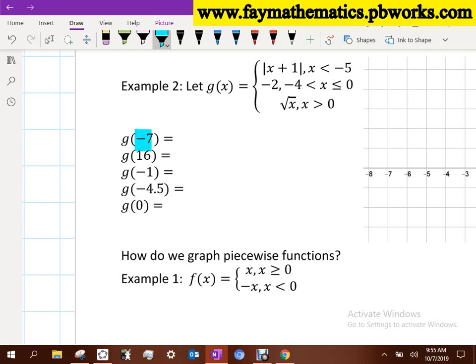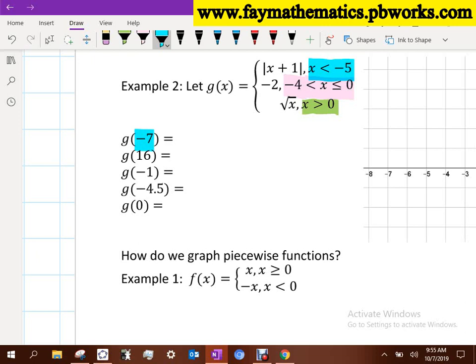But this is just asking us to evaluate g at -7. So I got to look at negative, that's an input, right? I got to look and see which of these intervals does -7 belong to. Does it belong to the blue one, the pink one, or the green one? -7 should be in the blue one, right? So I'm going to plug -7 into the blue rule. Okay? If I look at 16, where does 16 belong? Blue, pink, or green? Green. So I plug 16 into this to get my output. Does that make sense to everybody?